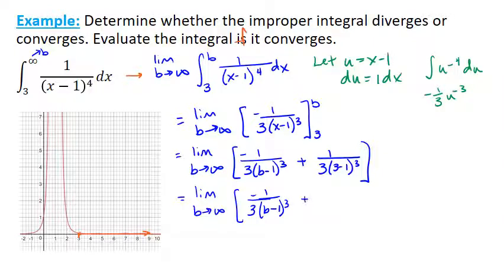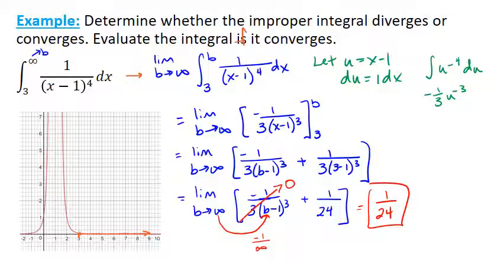This here becomes 1/24. All right, so let's evaluate this integral here. If b is approaching infinity, and I plug infinity in here, this is going to end up being 3 times infinity, which is just infinity. So recall, if I have negative 1/infinity, this is just approaching 0. So this is 0. So the limit of this is simply itself. So we find that this limit is 1/24.